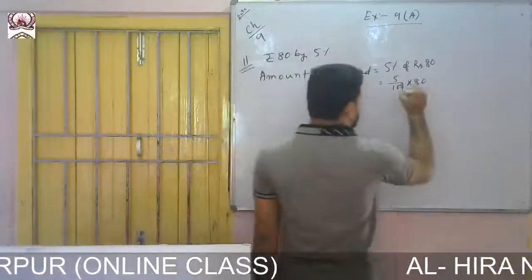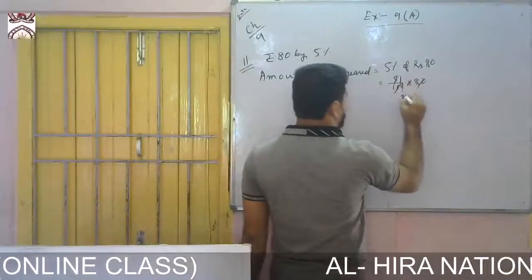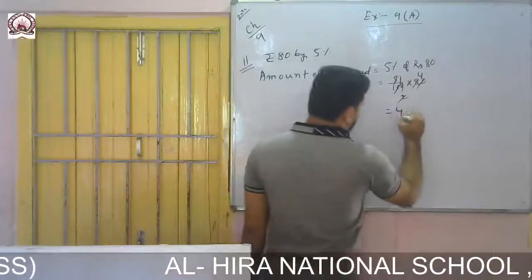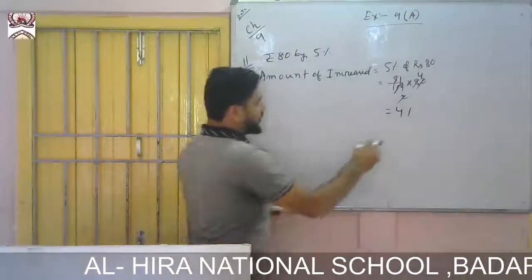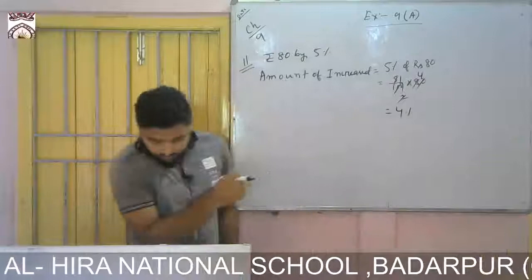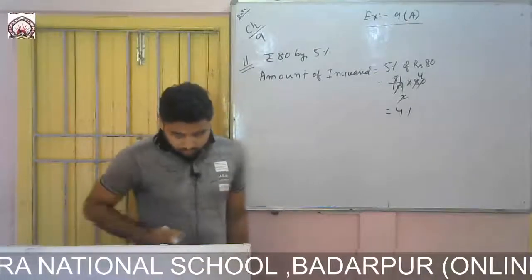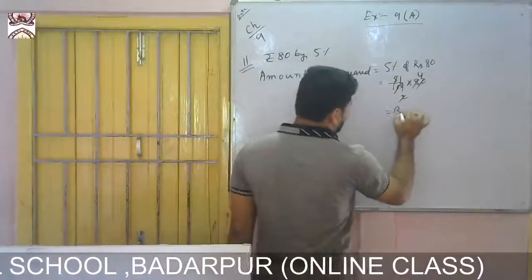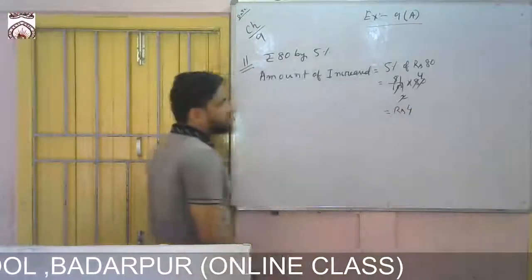Now cancel. 0 0, 5 1 jar 5, 5 2 jar 10, 2 1 jar 2, 2 4 jar 8. It is rupees 4.